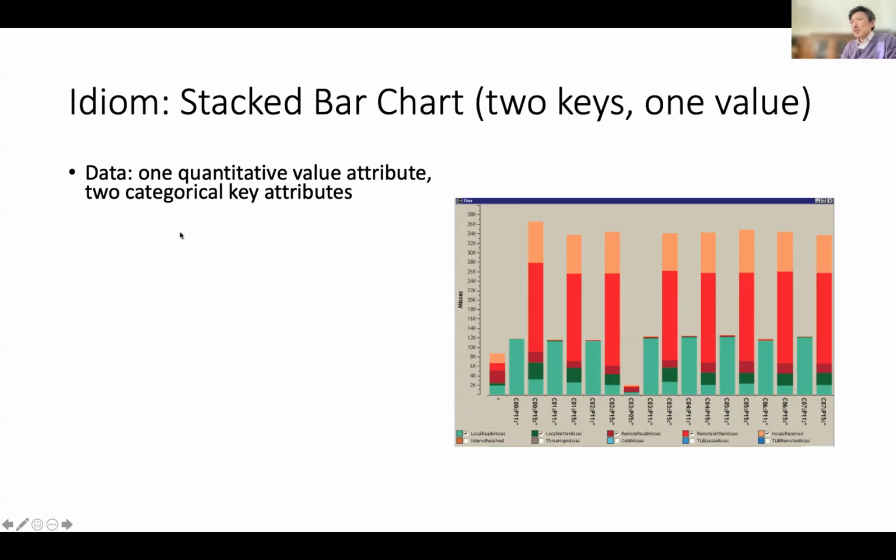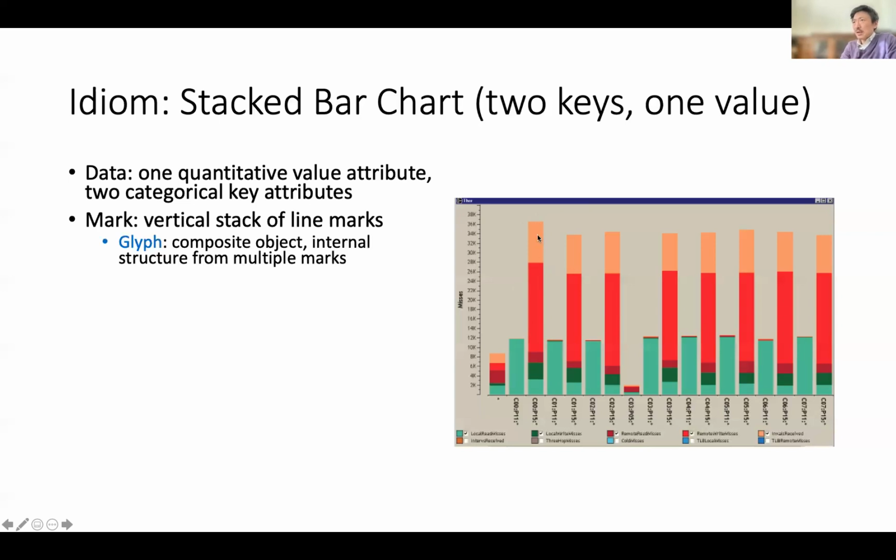So obviously, we're showing a quantitative value, and you might think the quantitative value is the total bar, and that could be, but actually, the quantitative value is the height of each individual segment. That's the one that it represents. Okay, and so in terms of mark, it's a vertical stack of line marks. So it's several lines stacked on top of each other. So here we still call them lines instead of say bar or rectangle.